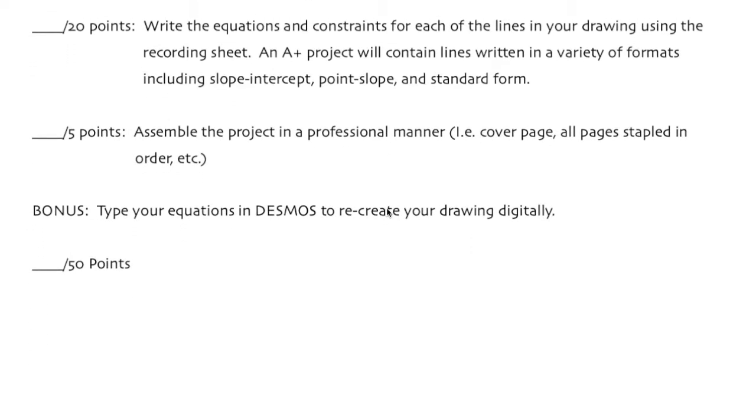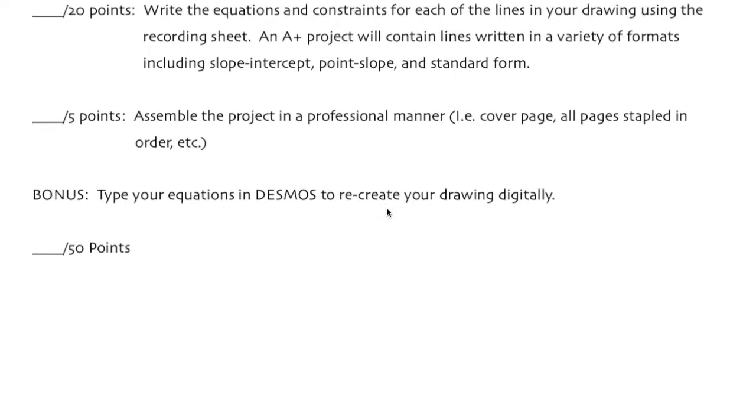The next 20 points will be given for the equations and constraints that you write for the lines on your drawing. An A+ project will have a variety of formats, and I'm going to show an example of each of those in just a bit. Ways you can write your equations are in slope-intercept form, point-slope form, and standard form.